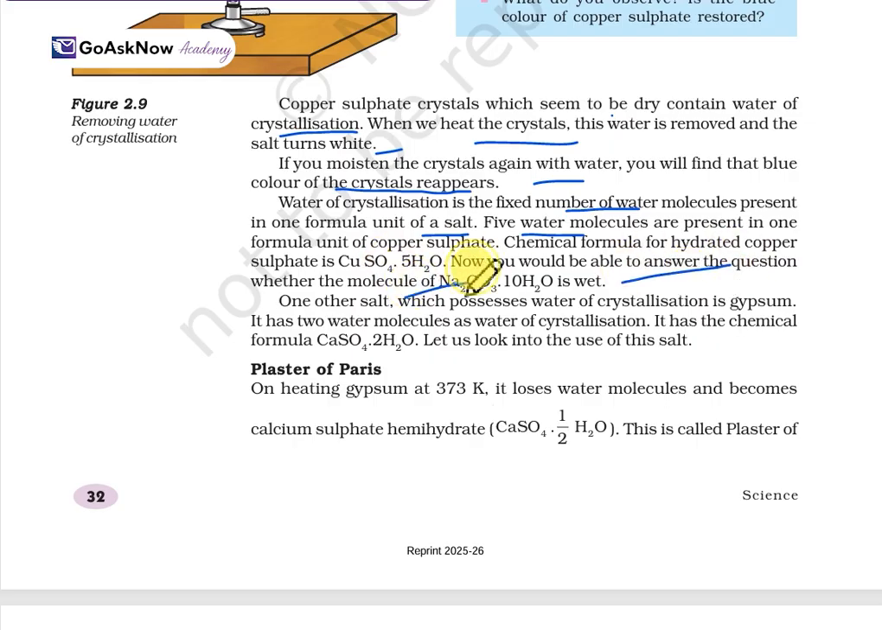Now we have to answer the following question: is the Na2CO3·10H2O molecule wet or not? Another salt which has water of crystallization is gypsum, which is CaSO4·2H2O, with two water molecules of crystallization. This is the chemical formula for gypsum, CaSO4·2H2O.